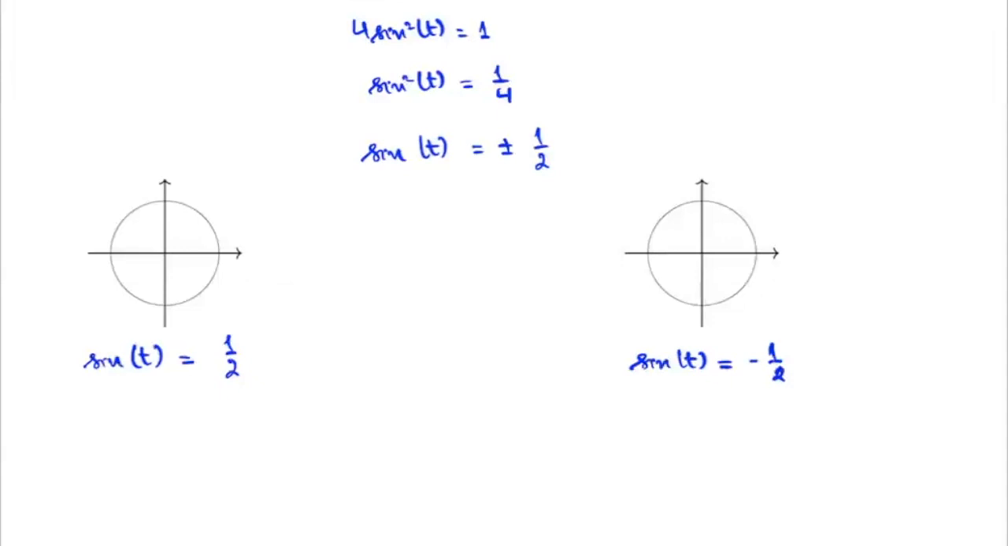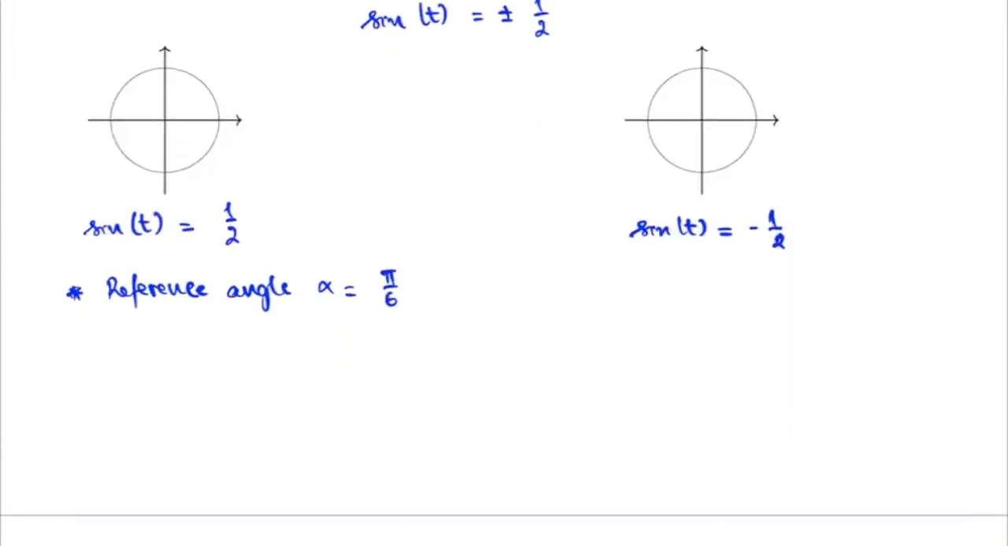And because they both relate to 1/2, for the reference angle, again, you go back to the table of trigonometric ratios, and you will see that the reference angle is alpha equal to pi over 6. So the reference angle alpha equals pi over 6 for both cases.